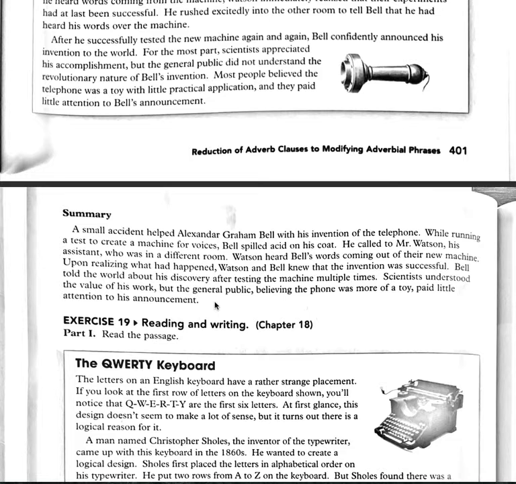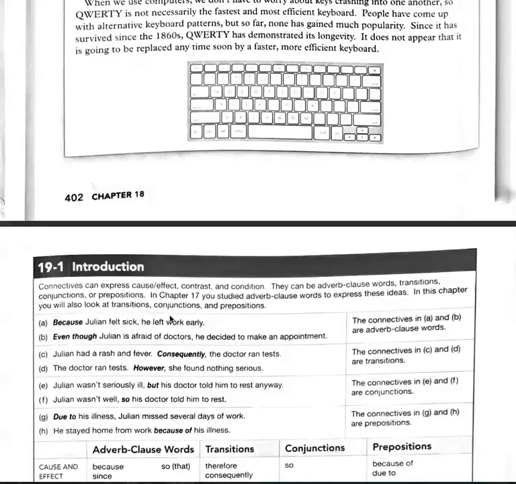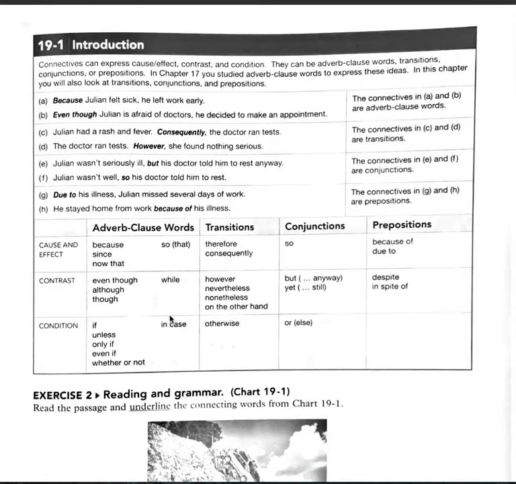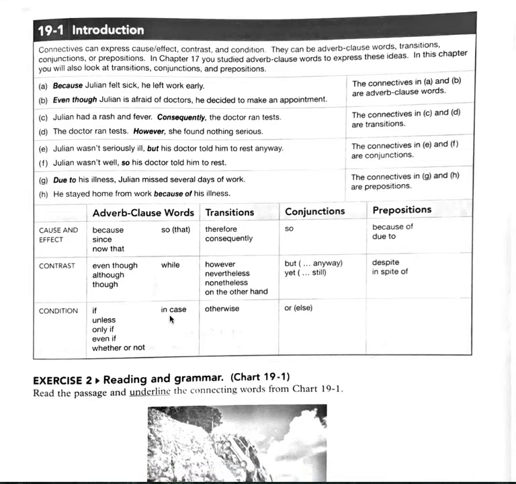However, it's brief. It's not as condensed as the regular information. Okay? All right. We're now doing exercise 19, so let's go on to page 405. This is the introduction to connectives that express cause and effect, contrast and condition on page 405, chart 19-1.